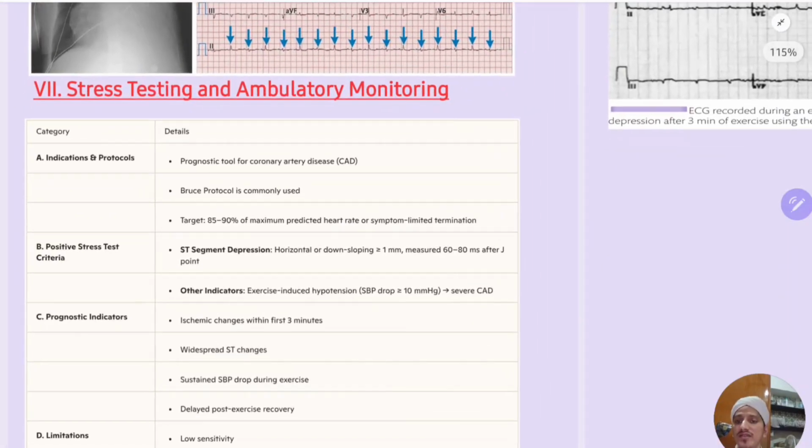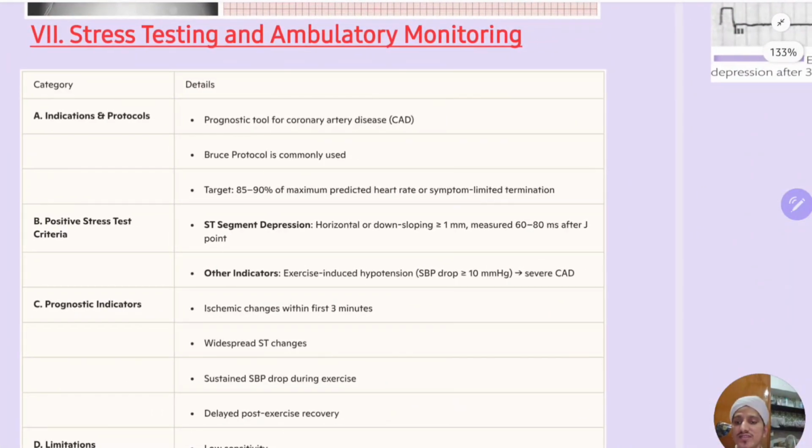The last topic is stress testing. So what is stress testing? Stress testing is nothing but a prognostic tool for coronary artery disease. Okay, a prognostic tool. So what you see here is whether the patient is at high risk for coronary artery disease, and if it is present, what is the severity of the coronary artery disease, you can know by this stress test. So usually it can be pharmacological or by exercise test.